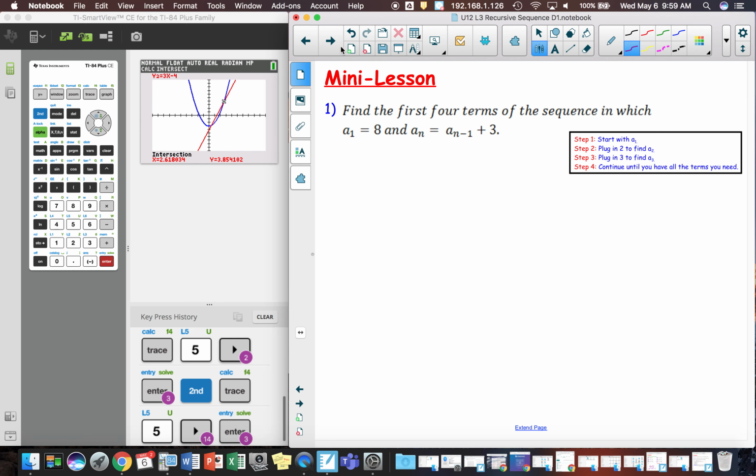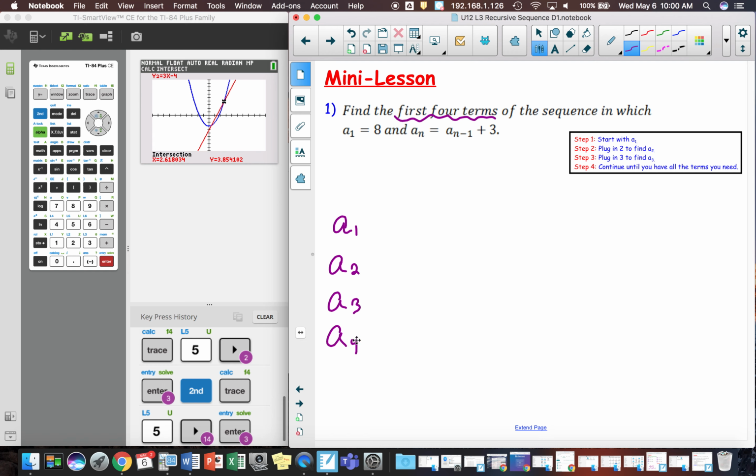So here's the first problem. It says find the first 4 terms of the sequence in which a sub 1 is 8, and a sub n is equal to a sub n minus 1 plus 3. Let's break this down. We need to find the first 4 terms. So they're telling me I need to find a1, a2, a3, and a4.